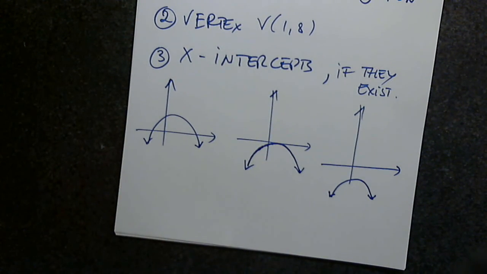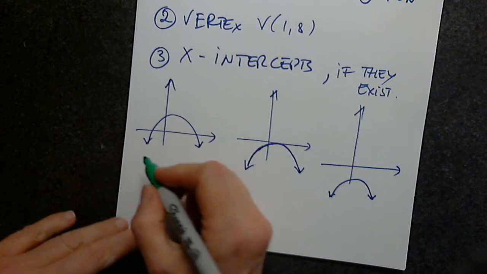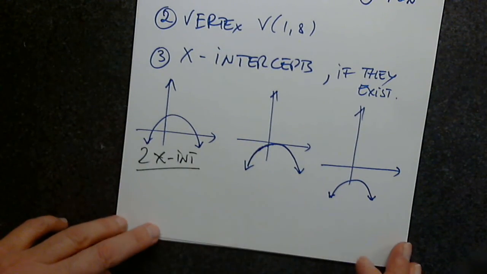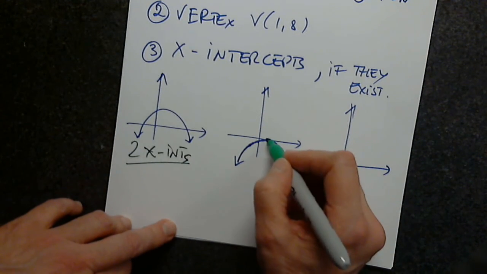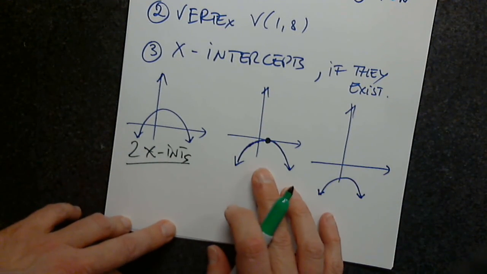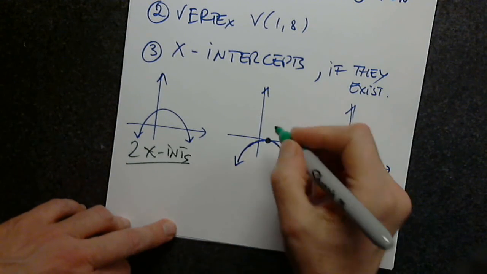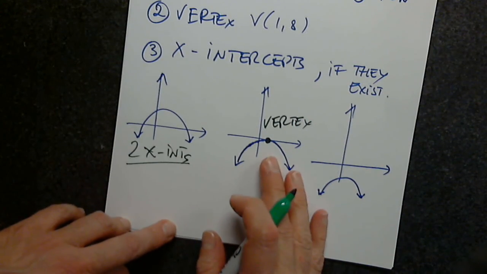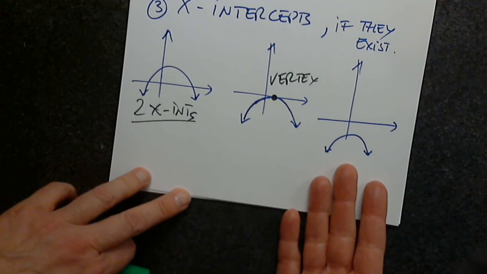Of course, the same possibilities exist for a minimum. But how many x-intercepts do we have here? 2. Oh, I'm sorry, I got excited. I want you to answer. 2 x-intercepts. How many x-intercepts do we have here? 1. Well, we're going to say 2, but it's just 1. It's still the vertex. The x-intercept and the vertex are the same here. How many x-intercepts do we have here? None.